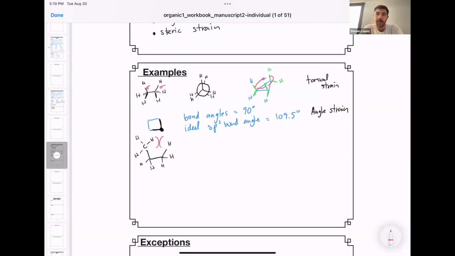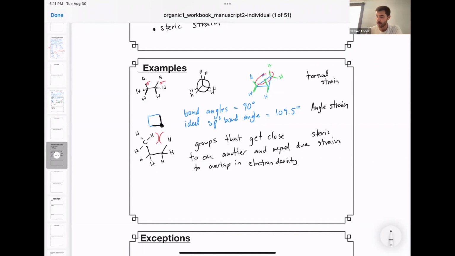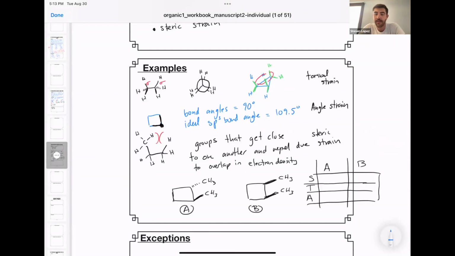Steric strain is when you have components of a molecule that get close to one another. As I've shown here with these two red lines, this indicates a steric clash. And this is a generally repulsive interaction from these groups being too close to one another, as is the case here in eclipsed propane. Okay, so now I'll go through two examples. I'll show a pair of compounds each, and we should go through and determine which one has which kinds of strain.